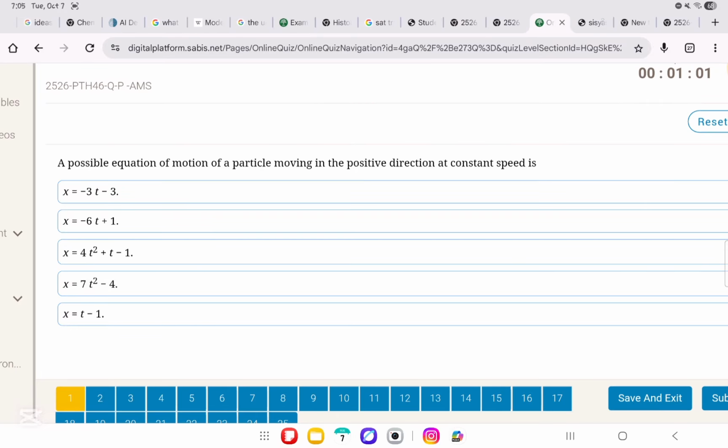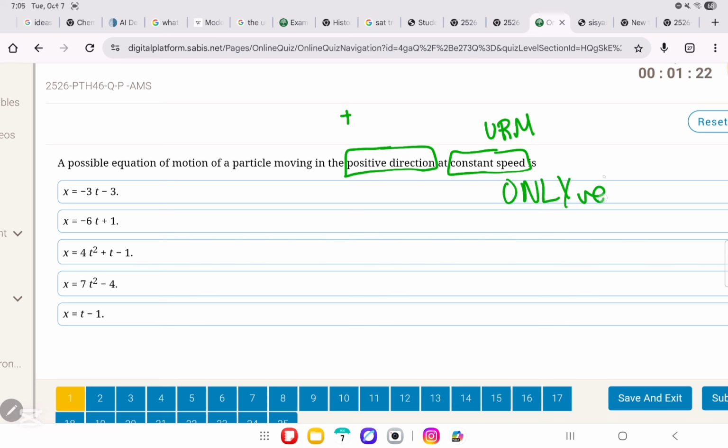A possible equation of motion of a particle moving in the positive direction at a constant speed. First of all, in the positive direction, this means that it's plus. Now, at a constant speed, this means that it is UARM. UARM means only velocity, okay? Only velocity, and the velocity is constant, right? And acceleration is equal to 0.